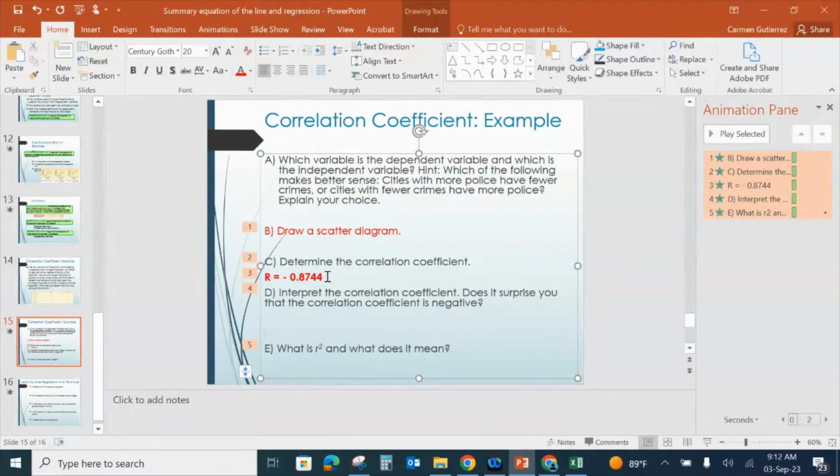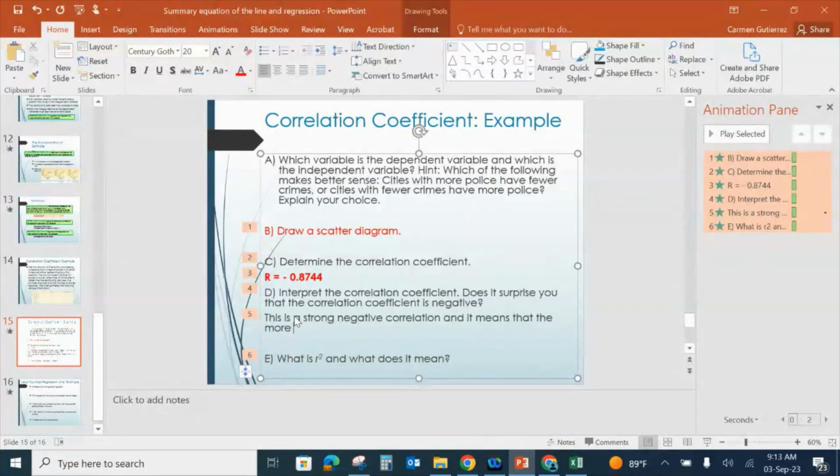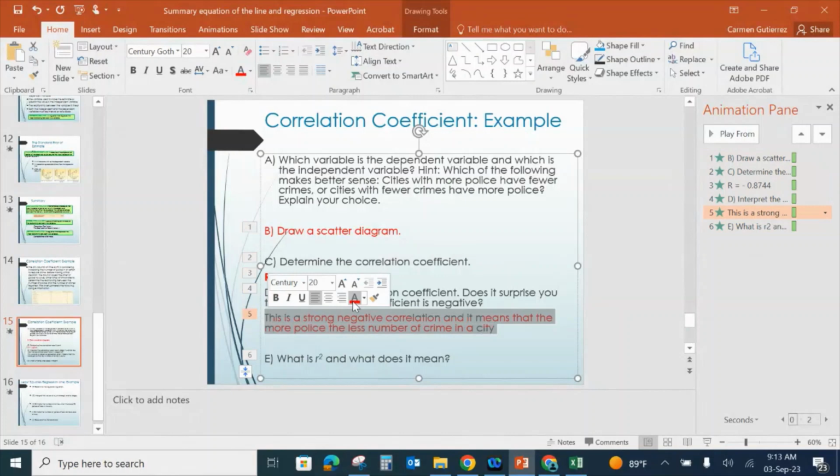All right, so now what does this negative 0.8744 mean? Okay, and so I have, this is a strong negative correlation, and it means that the more police, the less number of crime in a city. Okay, according to this number, according to the 8 data points that we have.